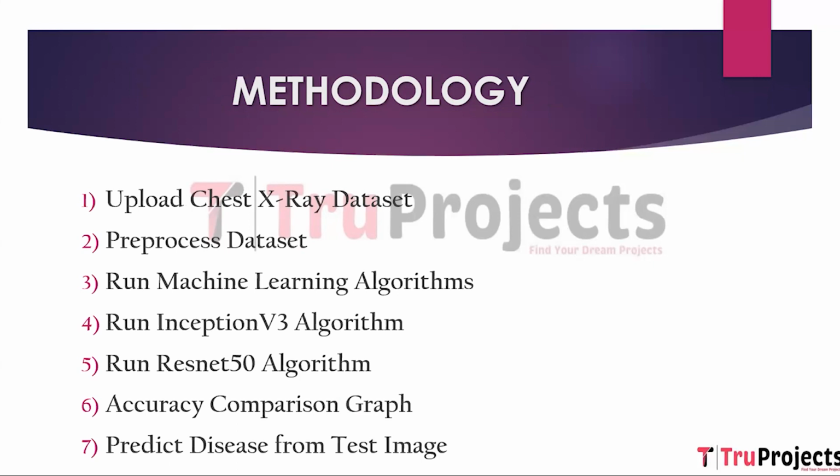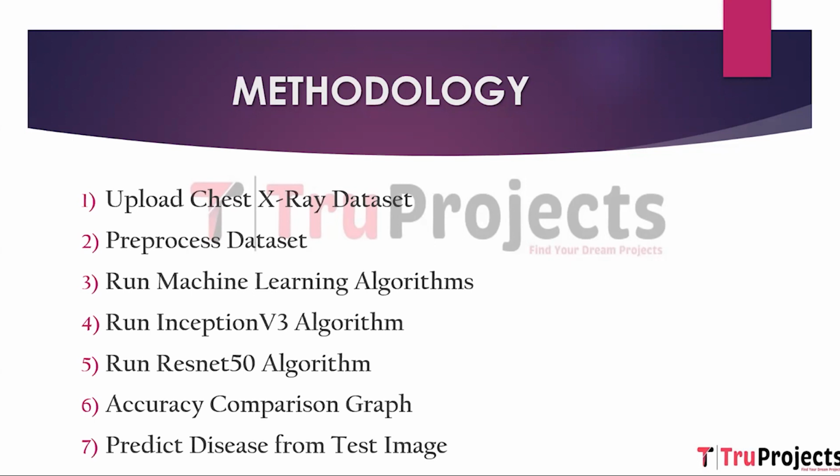Pre-processed data will be split into train and test, where the application uses 80% of the dataset for training and 20% of the dataset for testing. Their test data prediction values can be used to calculate various metrics such as accuracy, precision, recall and F-score. Third one is run machine learning algorithms. Using this module, we will train 7 machine learning algorithms with the above processed dataset. The following algorithms are SVM, logistic regression, random forest, decision tree, KNN, naive Bayes and ANN.